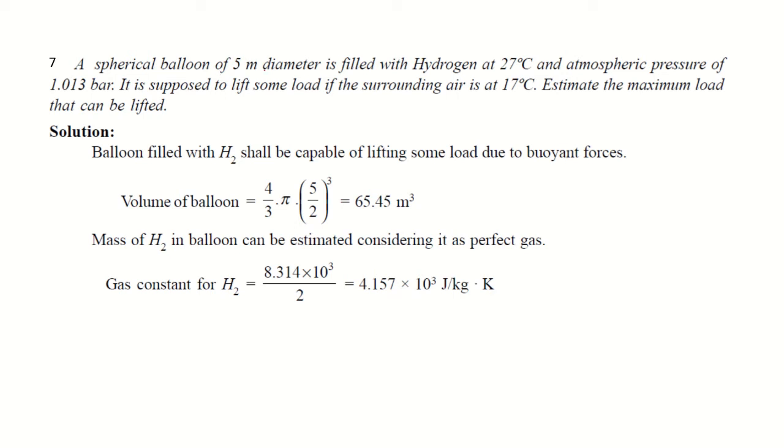A spherical balloon of 5-meter diameter is filled with hydrogen at 27 degrees Celsius and atmospheric pressure of 1.01325 bar. It is supposed to lift some load if the surrounding air is at 70. Estimate the maximum load that can be lifted.